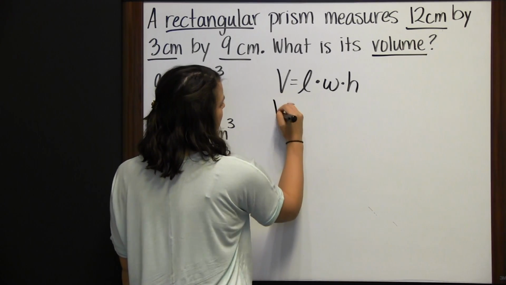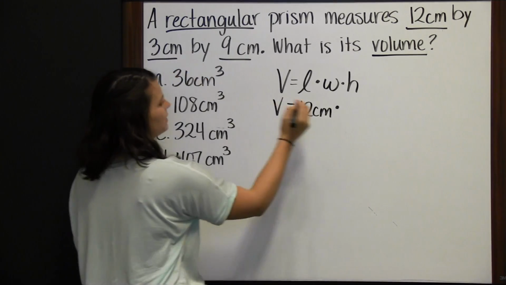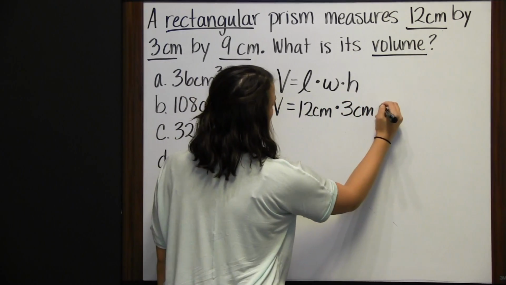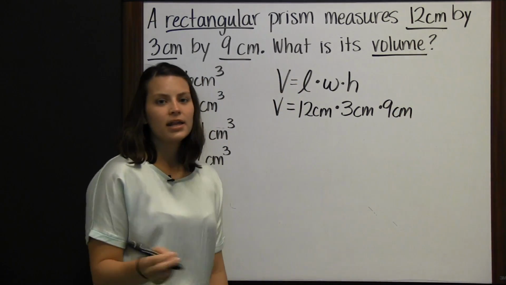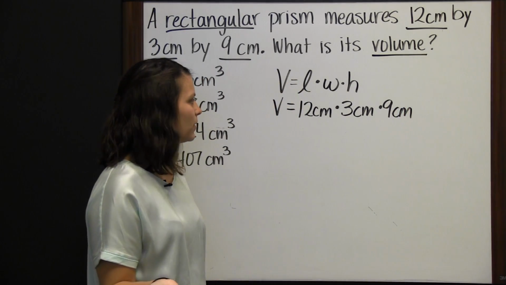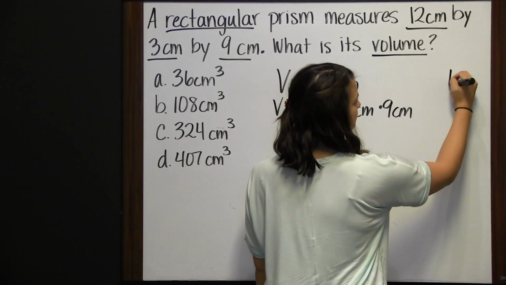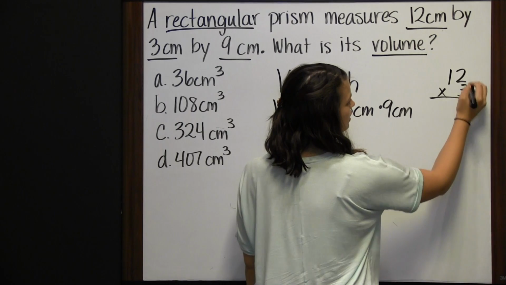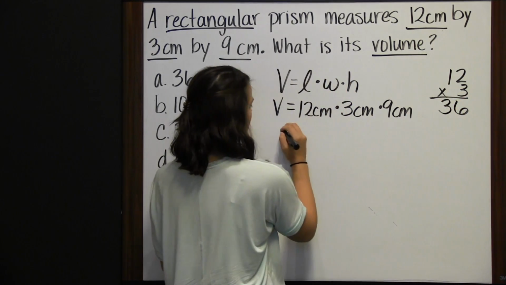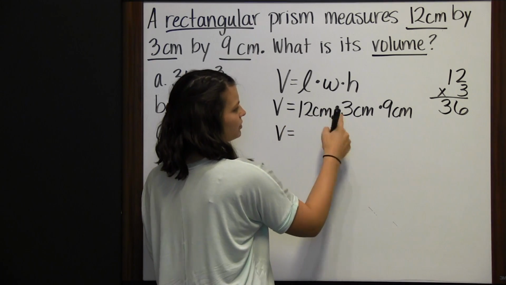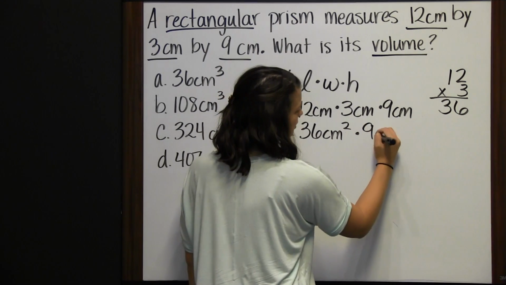So the volume is 12 centimeters times 3 centimeters times 9 centimeters. And it's up to you which 2 you choose to multiply together first. You could start with 12 times 3. 3 times 2 is 6. And 3 times 1 is 3. So 12 centimeters times 3 centimeters is 36 centimeters squared times 9 centimeters.